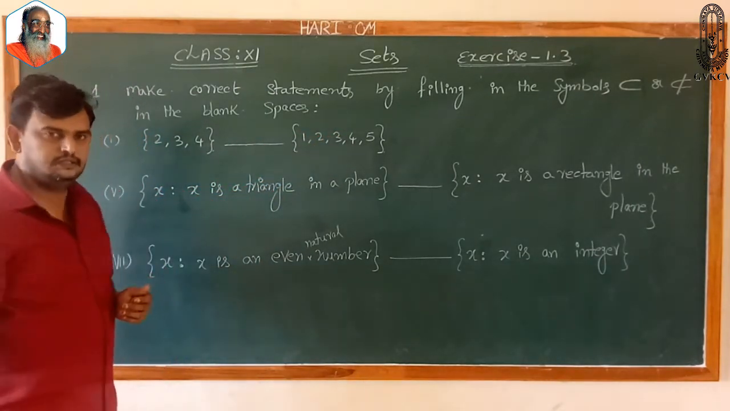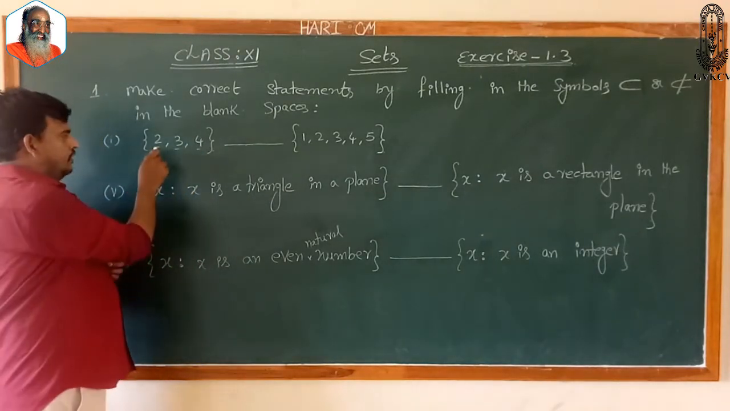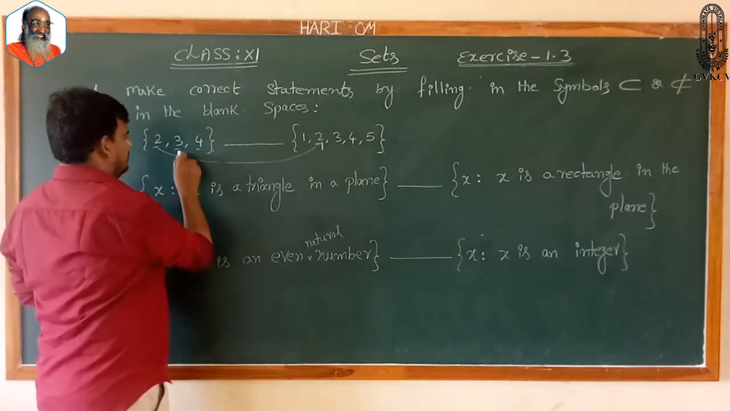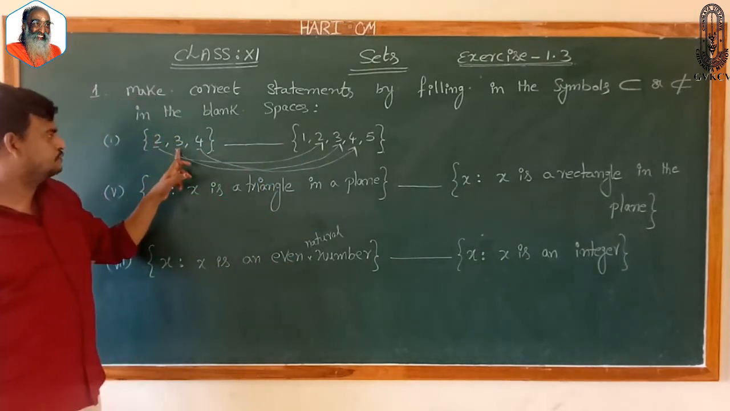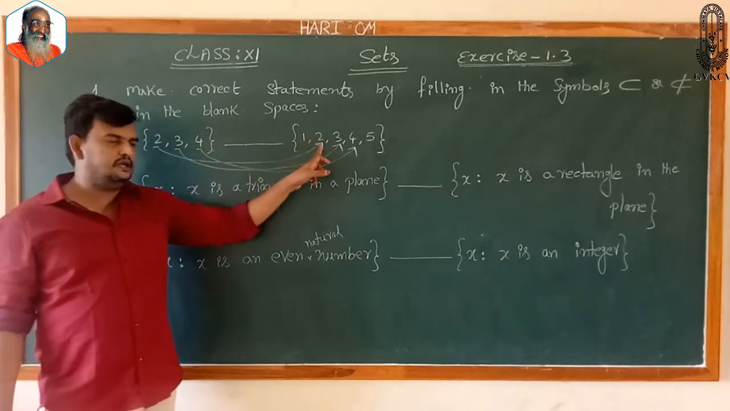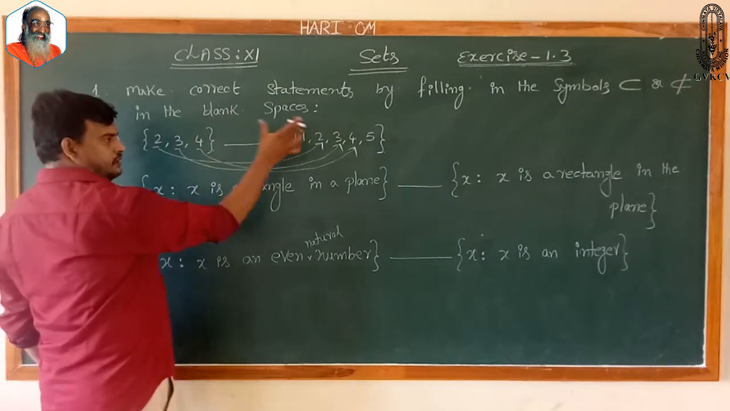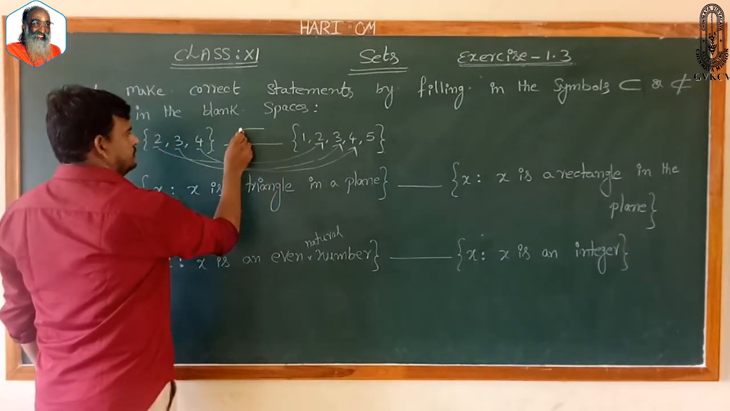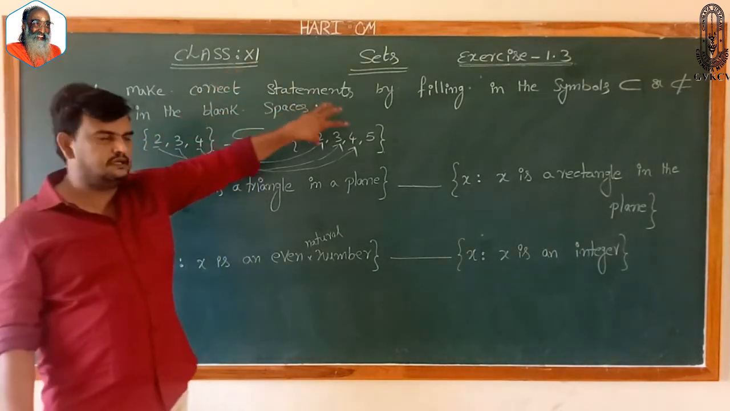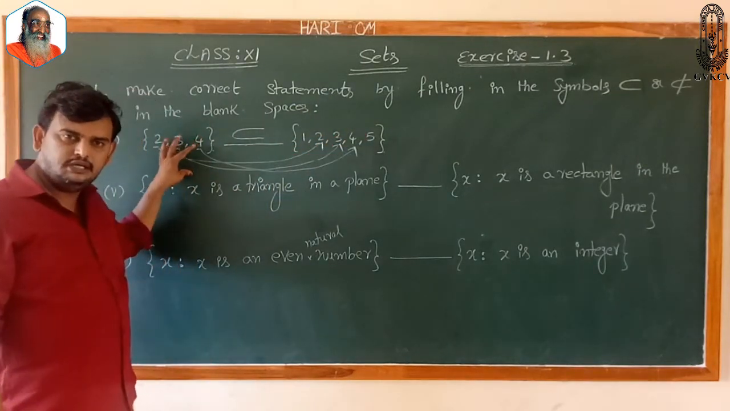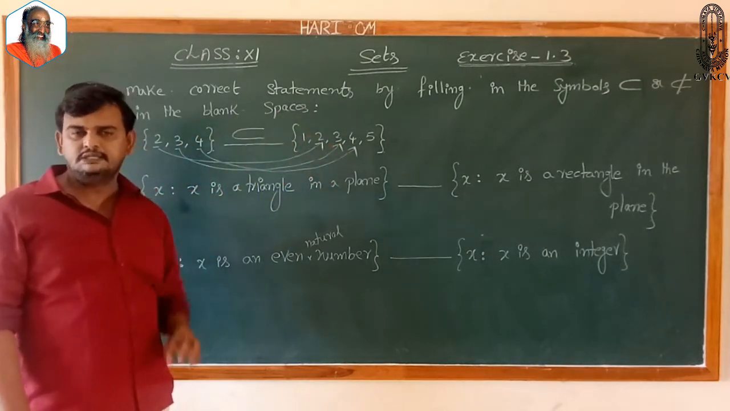Now compare the elements. On the left hand side, what are the elements we have? 2, 3, 4. All these elements are also there in the right hand side set. Here I have the elements 2, 3, 4, and the same elements are there here also. So it is a subpart of this set, and I can use the subset symbol. All these elements are present in the set, so it is nothing but a part of this set.